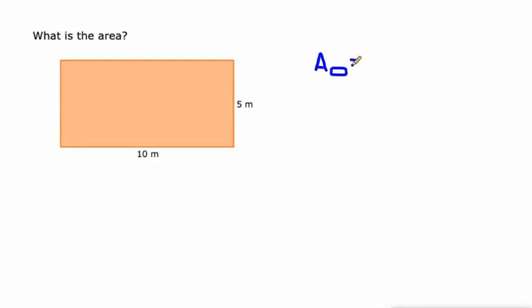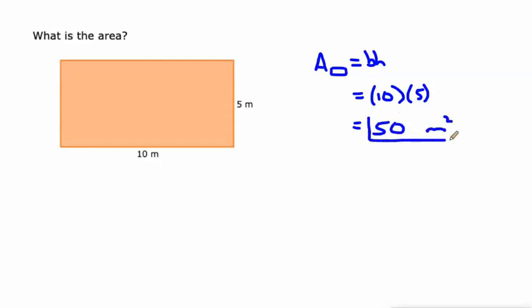The area of a rectangle is base times height. So the base of this rectangle is 10 meters and the height is 5 meters. So that would be 50 square meters or 50 meters squared. Don't worry, IXL puts the unit measure in there. You just have to type the 50.